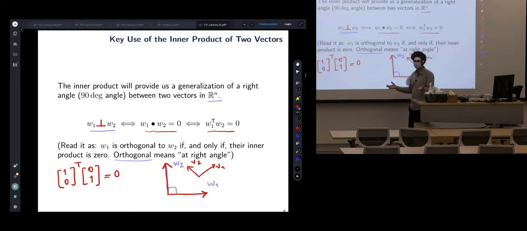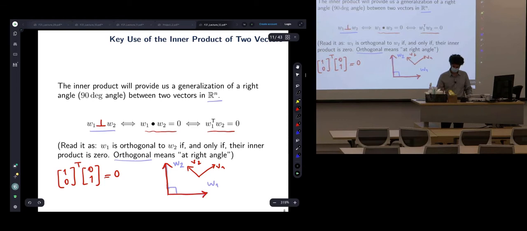Then imagine a 100-dimensional space. You have 100 numbers. We can't visualize. We want a way to know what's the angle between them. Are they orthogonal or not? So the dot product enables us to test that. So it generalizes our idea, intuition of orthogonal vectors to higher dimensions.